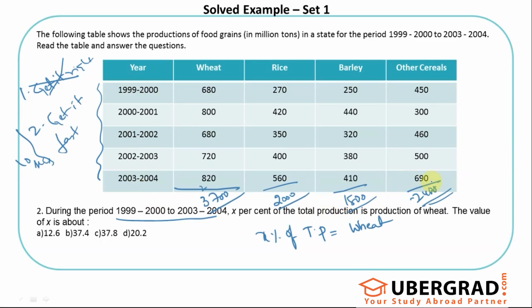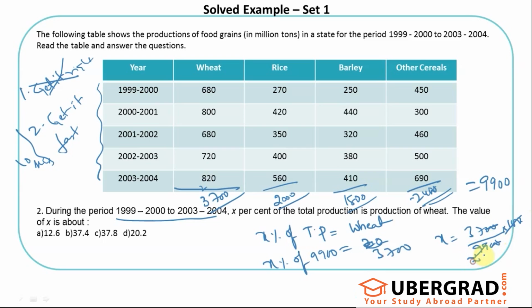So what is the total production? 3700 plus 1800 is 5500, 7500 plus 2400 is 9900. Right? So that's basically saying X percentage of 9900 is equal to, sorry, wheat, right? So that's 3700. So X is 3700 by 9900 into 100. I'll cancel this. 9900 also same. So I'll take this to be 37.